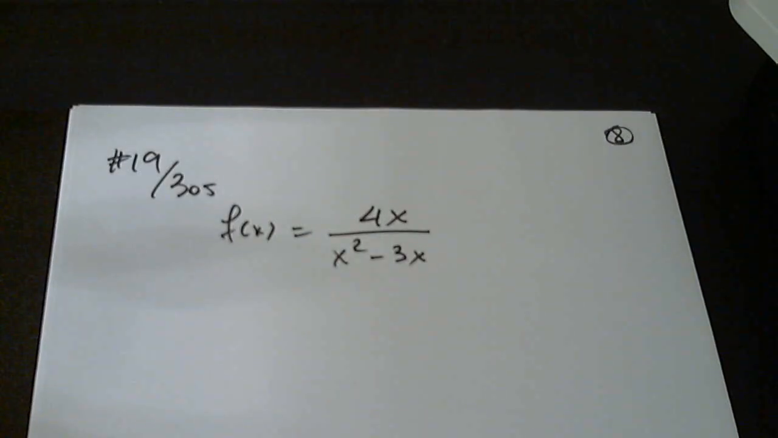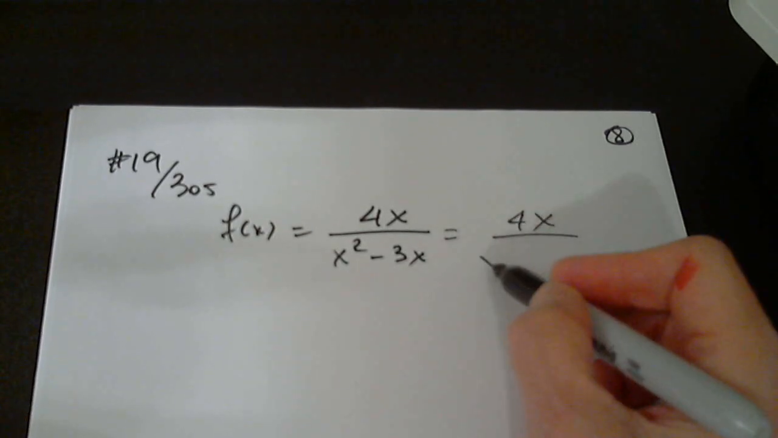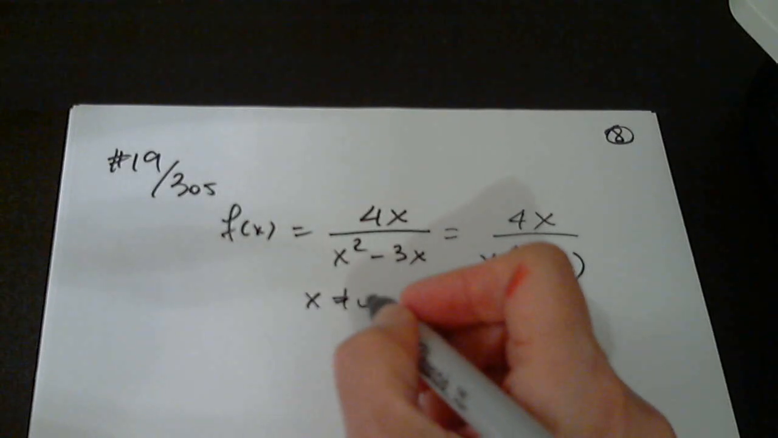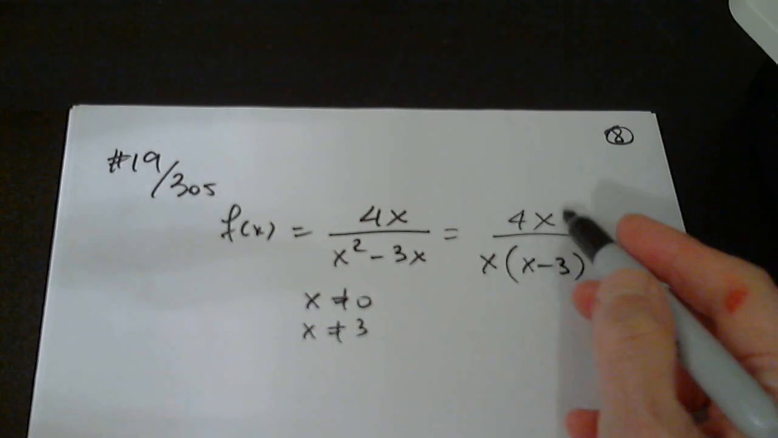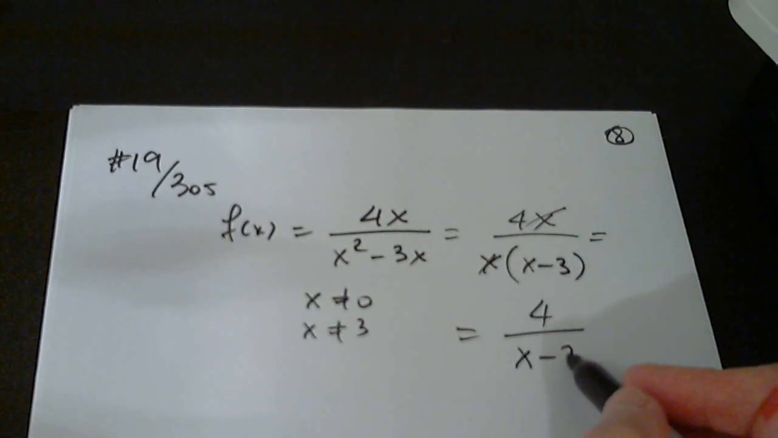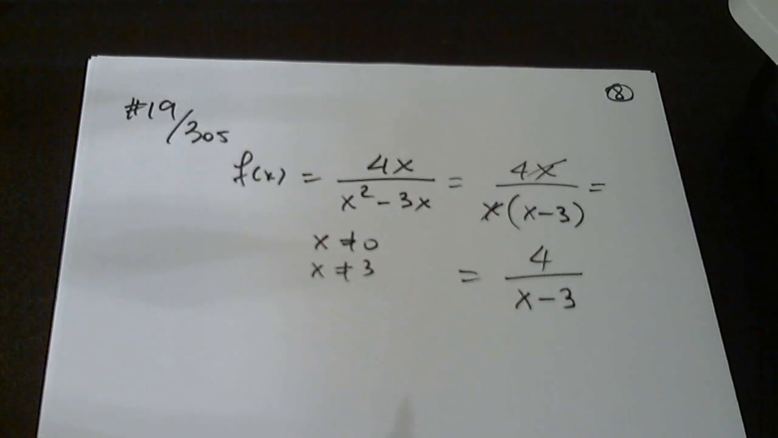Okay, so I realize that I can also simplify by factoring out an x and x minus 3. Of course, x cannot be 0, x cannot be 3, and I'll simplify and make my life easier: 4 over x minus 3. So this is a simplified form.